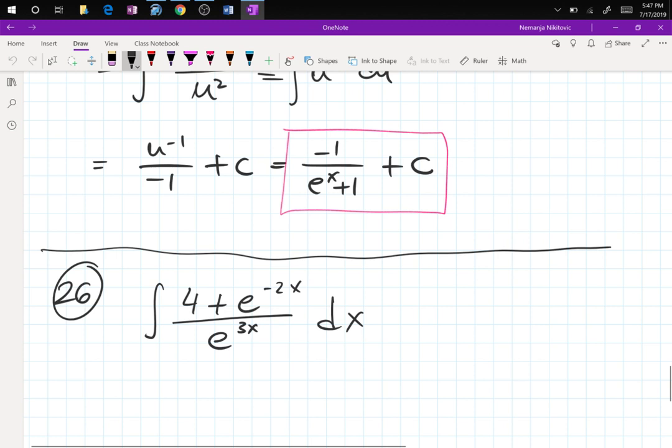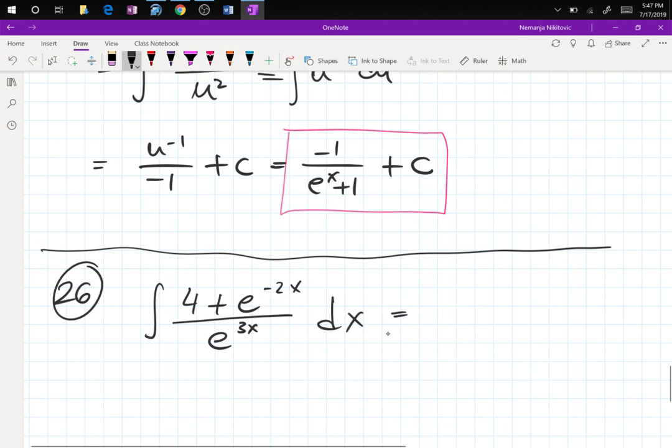What's the verdict on this one? So cheap, yes. Split them, bring all of the e's upstairs, combine them, and just integrate. It's basic e problem. Takes 2 seconds.